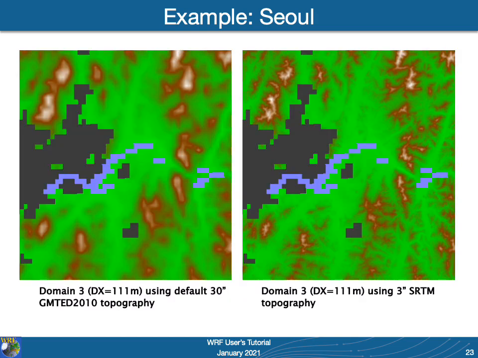So after making these changes, we can rerun the GeoGrid program, and on the left, we see the topography data interpolated from the 30 arcsecond GMTED 2010 data set, and on the right, we see the topography data from the 3 arcsecond SRTM data set. So hopefully, this better resolution of the hills in and around the city might improve our simulation.